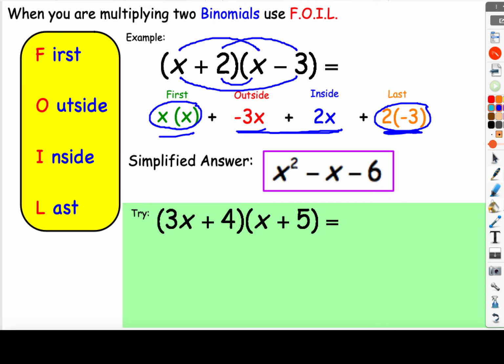Let's try FOIL using these 2 binomials down here at the bottom. And then if you have any questions, make sure you talk to your teacher. And they'll hopefully be able to help you out if you're lost in any of these ideas, any of these methods. So let's go ahead and do it.